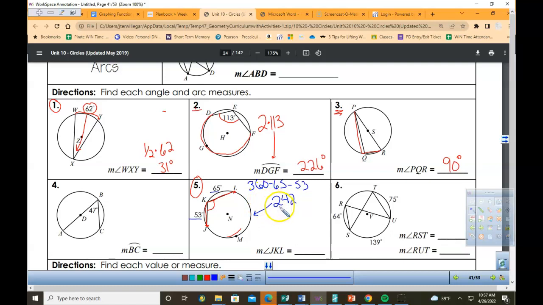So now I'm going to divide that in half, times it by a half to get the angle. When I do that, I get 121 degrees. Okay?